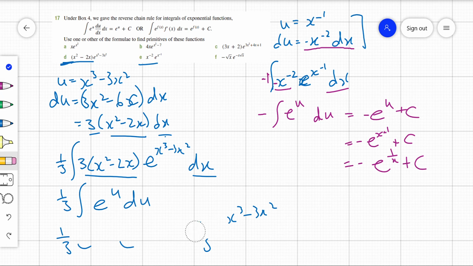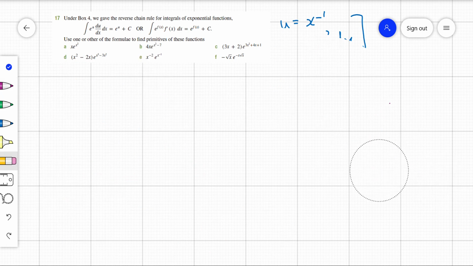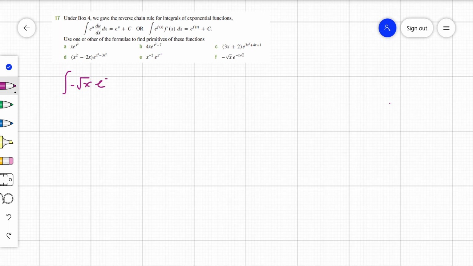So same with f, I'll set it up a bit nicer for you this time as well. So if you're confused, think about what you want to do first of all. You want to integrate negative root x e to the minus x root x. Actually, why don't we just change it to index form straight away. So negative x to the half and e to the minus x to the 3 on 2. That's what we want to do.